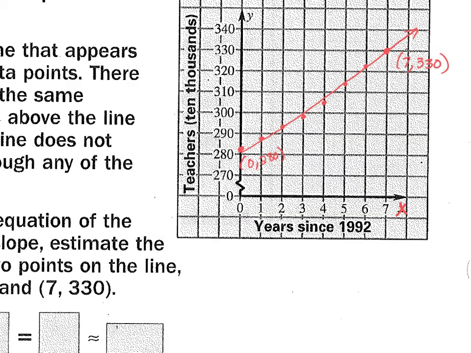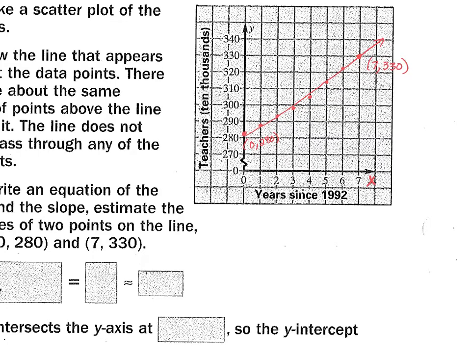Okay? So let's find the slope of that line. The slope, we're going to say y minus y over x minus x. Remember, I don't use subscripts because they confuse you guys. Just be consistent. So I'm going to take 330 minus 280 over, if I started here, I've got to start with this one's x. So 7 minus 0. And I get 50 over 7, which I'm going to round to about 7.14.